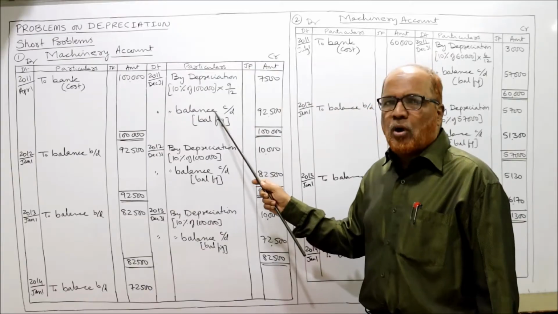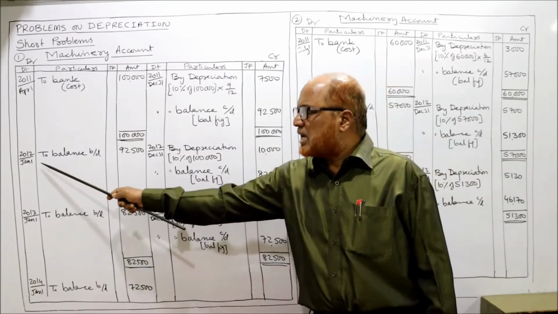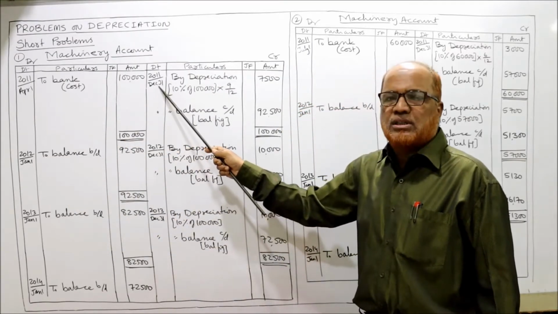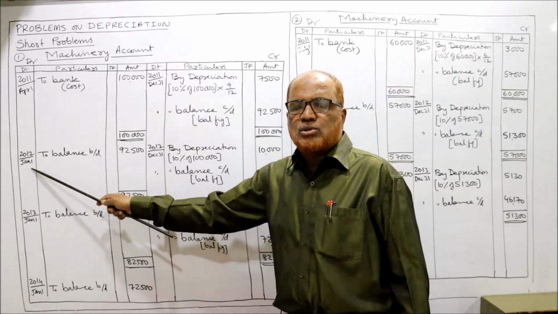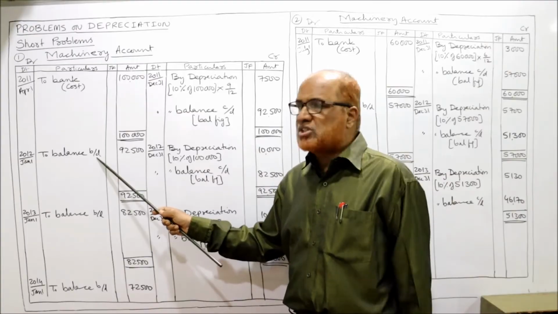Now we have to take the brought down balance on the debit side. The next year starts from 1st January 2012. One year completed, 31st December 2011. Now we are in 2012. January 1st, 2012: to balance brought down from the previous year.